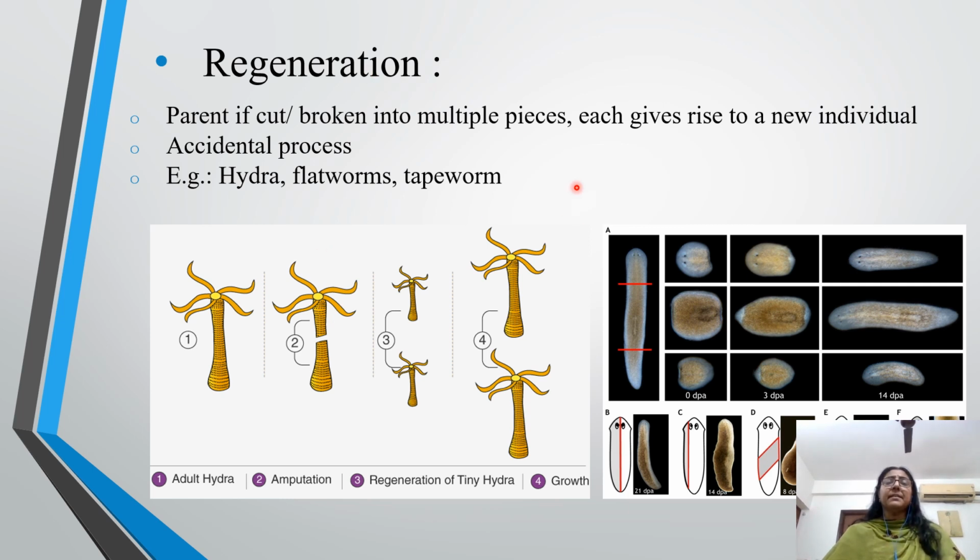Regeneration cannot be seen in all organisms. It occurs in a few organisms like tapeworm, flatworms, and also in hydra, and it can be an accidental process also. By accident, it can get cut into 3 parts, and all the 3 parts will start producing the remaining part, and it can lead to an independent organism or individual.